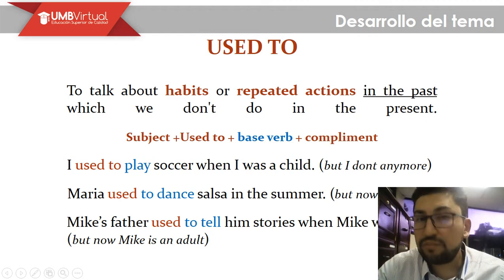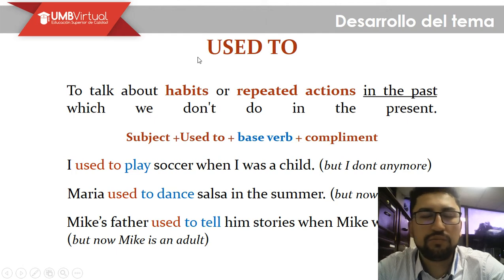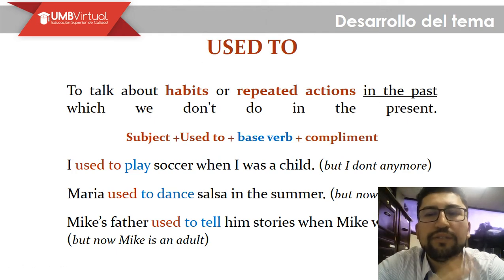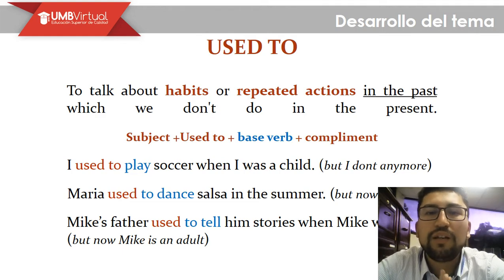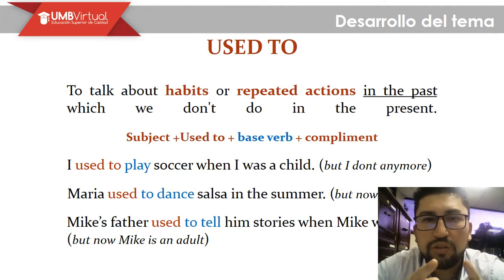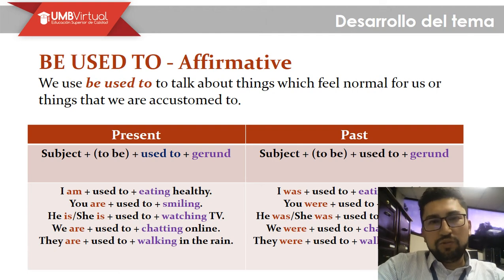Now, in the affirmative form, right, it is: I used to play soccer when I was a child. Maria used to dance salsa in the summer. Mike's father used to tell him stories when Mike was a kid, right? So all of these sentences, you please need to understand, refer to different things. When you say didn't used to, you refer to something you didn't have as a habit. But when you say used to, you refer to things that were a habit in your behavior. Okay? Now, what happens with be used to?